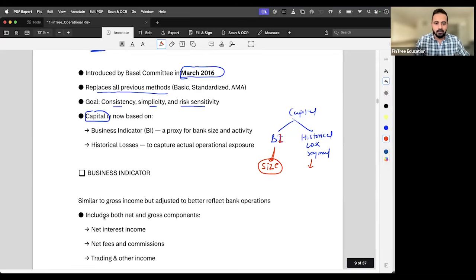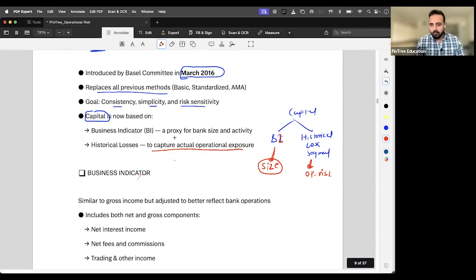with the historical loss estimate. Okay, now what is a historical loss estimate? It is nothing but, imagine the same size, but one bank is lending in a riskier area, so they've had more losses in the past, right? So it captures your actual operational exposure. Now we are looking at loss purely from ops losses, not credit losses. So that means even though it's a loss proxy, it is also a proxy of your operational capabilities, correct? So that's what we're trying to capture here.